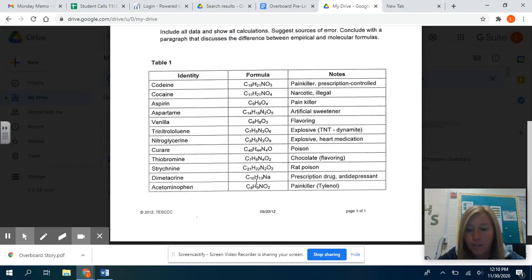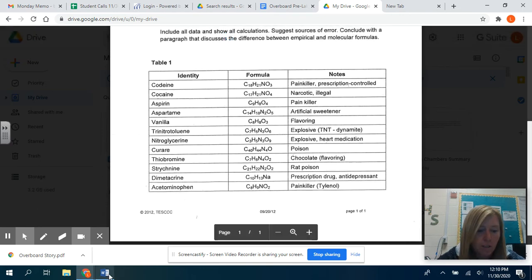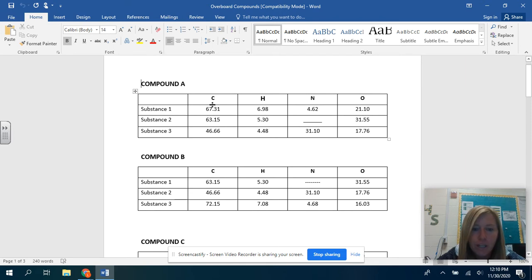So let's say you did compound A and you got C8803. I do not know if that's the one. This is purely an example, okay? And so you determined that substance 1 in his stomach was vanilla. That was your first substance. So basically this table is just for you to compare your formula to and see what was in his stomach. You're going to have 3 different things. So back to this, you can see you've got 3 different substances that you'll need to do that for. If there's a line like this, that means that there is no nitrogen in it, okay? It only has C, H, and O, all right?